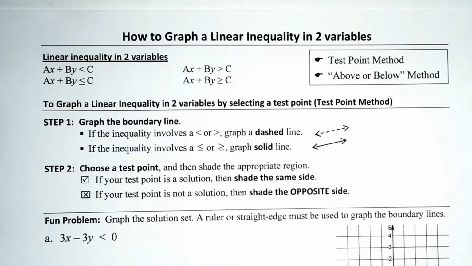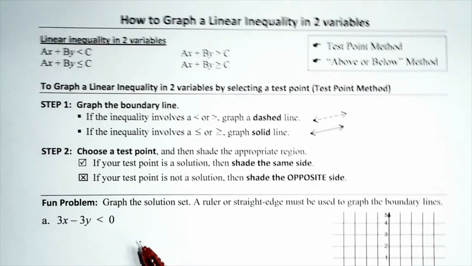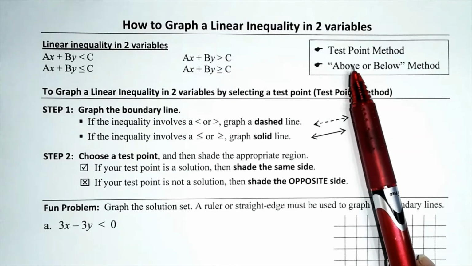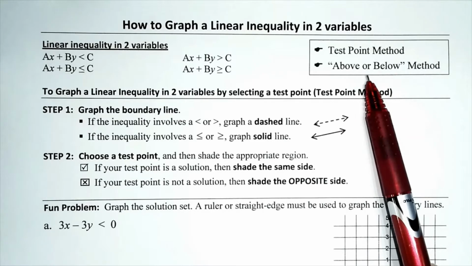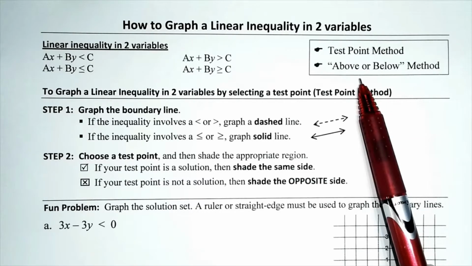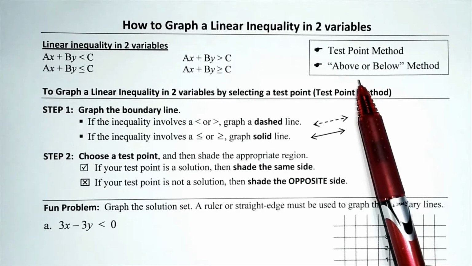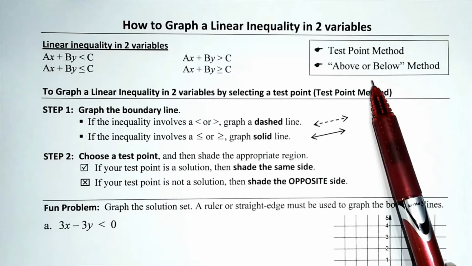Okay, so we're going to talk about two different ways to graph inequalities in two variables. The first one is by selecting a test point. If you must call it something, you can call it the test point method. The second technique is by using the slope-intercept form method, but who has time to write all of that? So we're just going to say we graph by shading above or below. So I labeled it the above or below method.